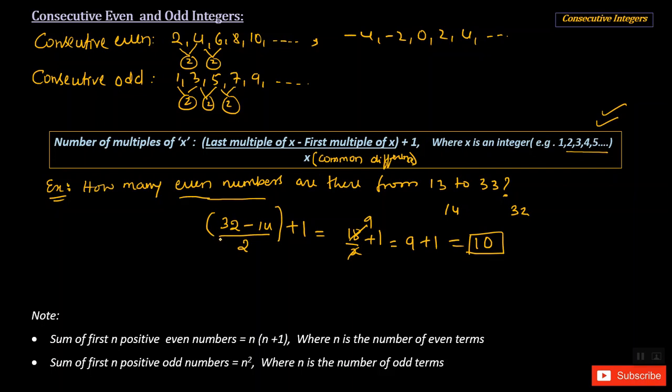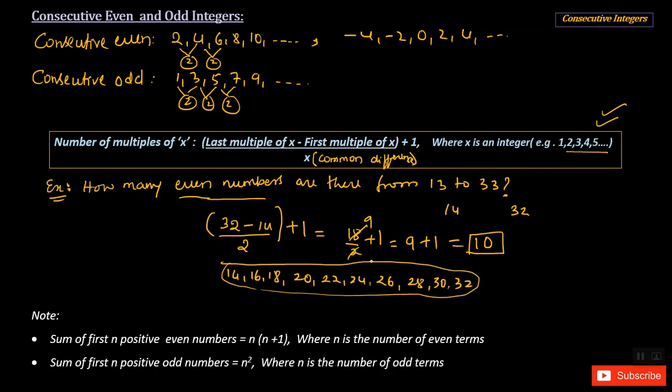If you just list for your reference, I can say 14, 16, 18, 20, 22, 24, 26, 28, 30 and 32. If you count these all, their sum results in 10, right? So this is the way of calculating the number of any multiples of x in the given range.